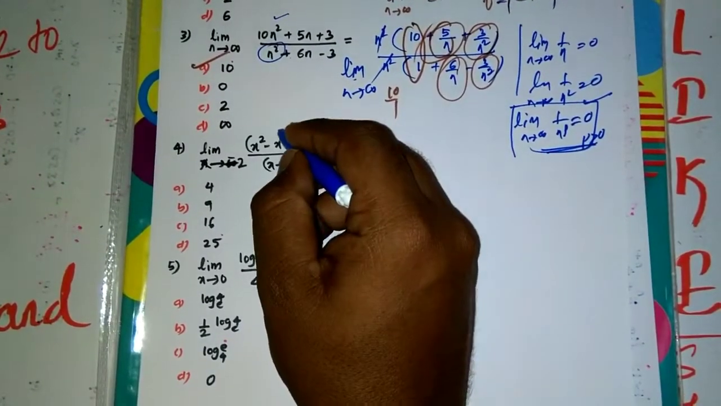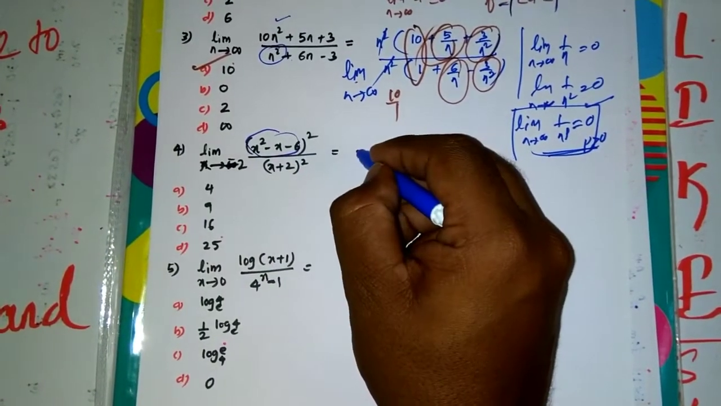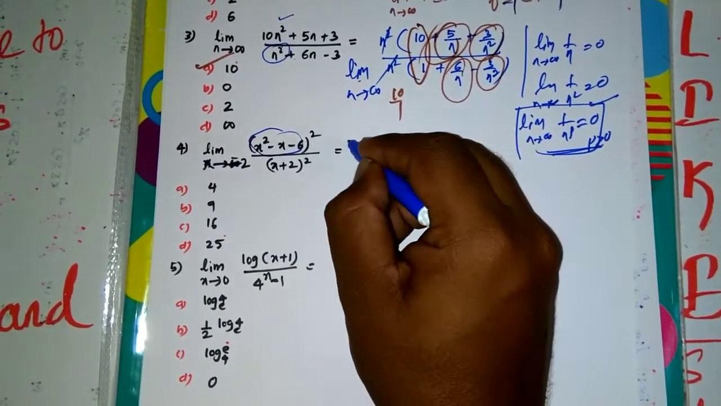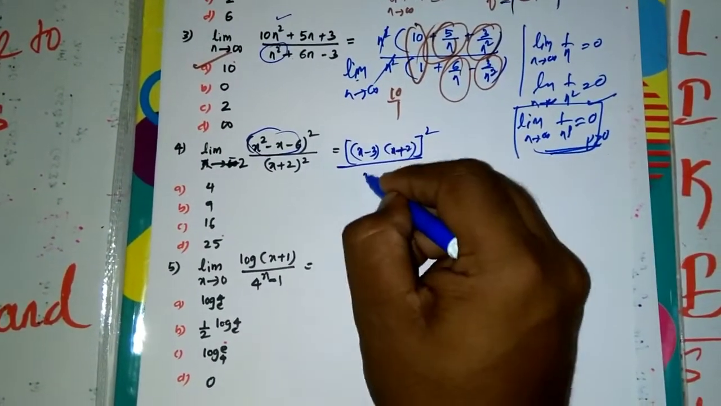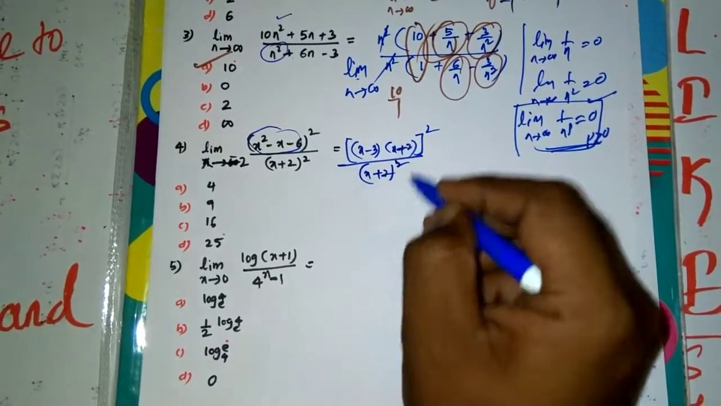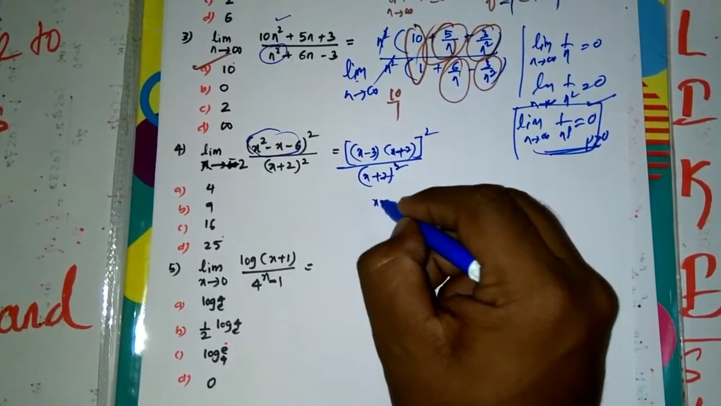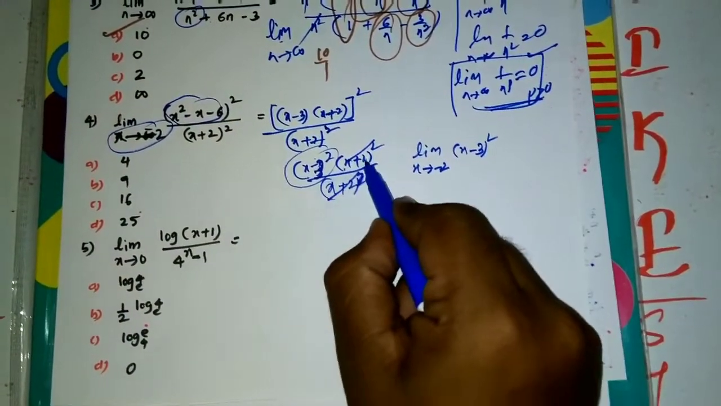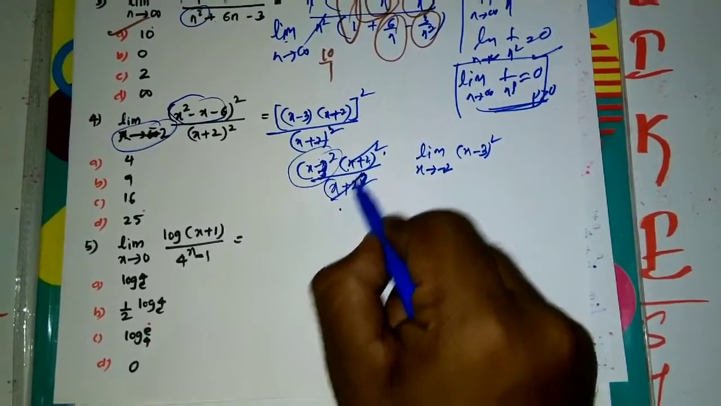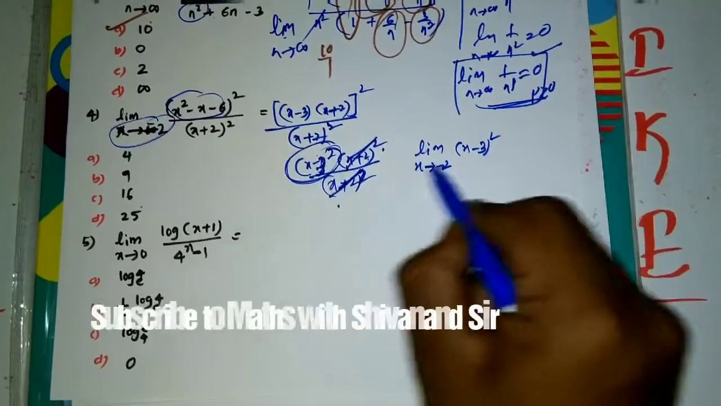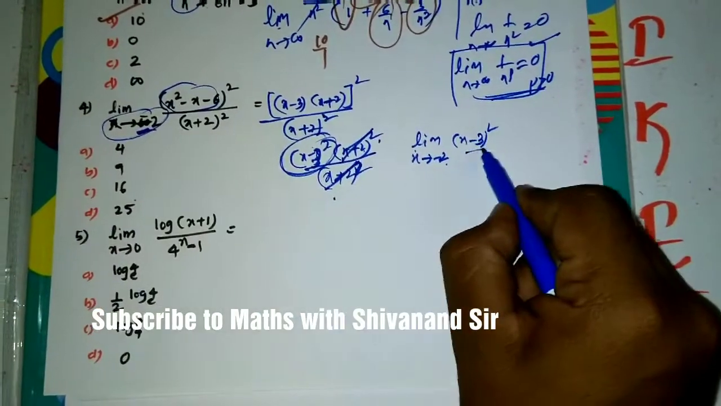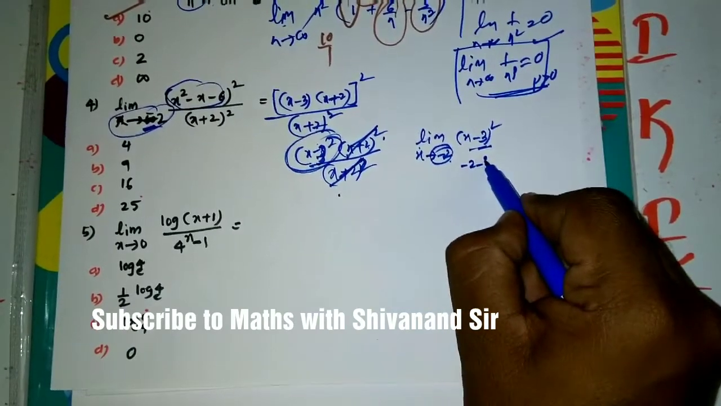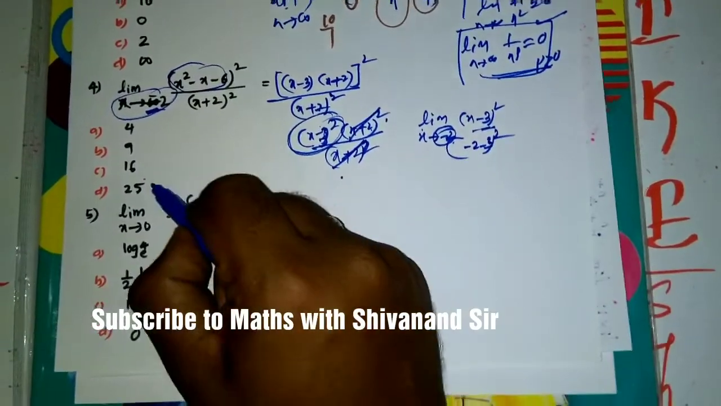So x square minus x minus 6, if I simplify this, it becomes (x minus 3)(x plus 2), whole square. If I factorize, divided by (x plus 2) whole square. Applying the square separately, (x minus 3) whole square into (x plus 2) whole square, whole upon (x plus 2) whole square. And this cancels, so only (x minus 3) whole square remains. Limit x tends to minus 2, (x minus 3) whole square. I'll apply directly x equals minus 2: (minus 2 minus 3) whole square, nothing but minus 5 square. Hence option number D is correct here.